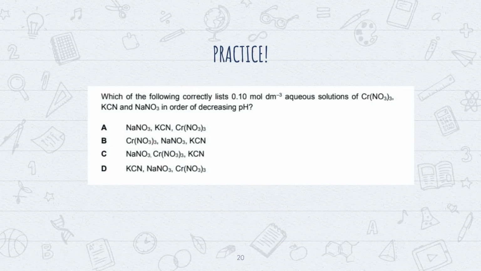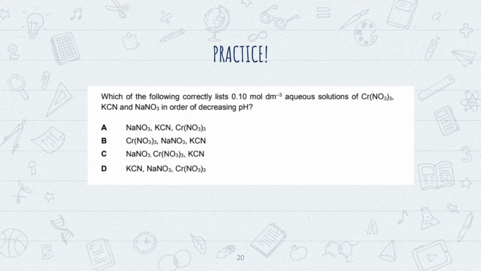Alright, so let's put whatever we learn into practice and take a look at this question. This question wants us to arrange the three salts in order of decreasing pH when equal concentrations of them are dissolved in water to form an aqueous solution. This question immediately tells you that this is a salt hydrolysis related question because the main characters here are all salts.